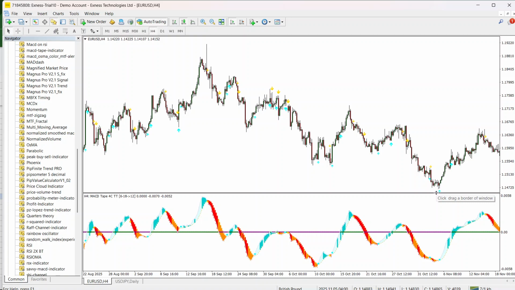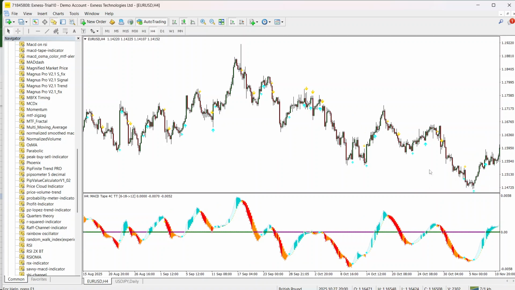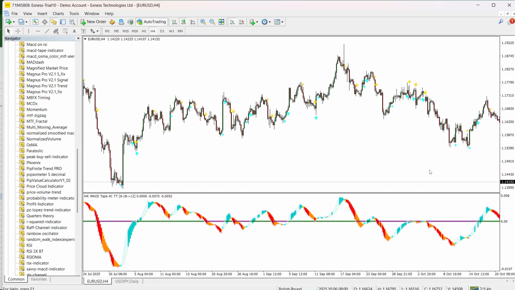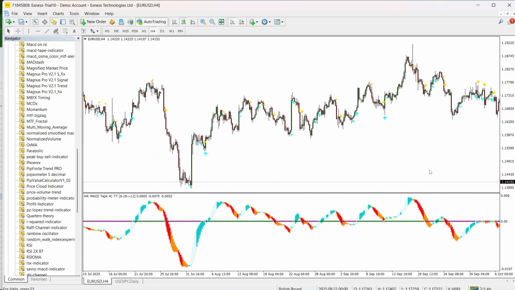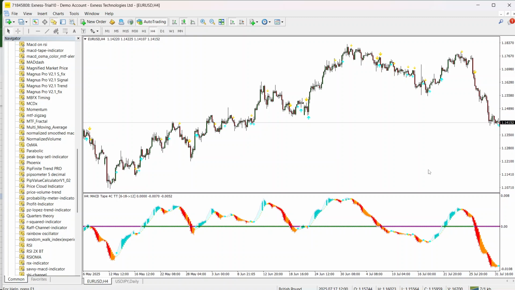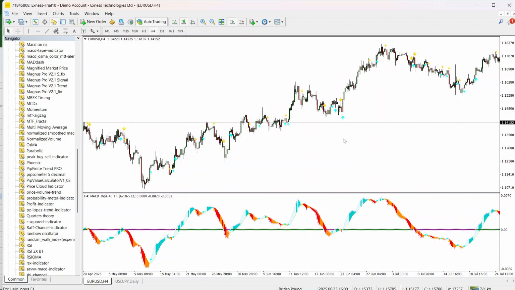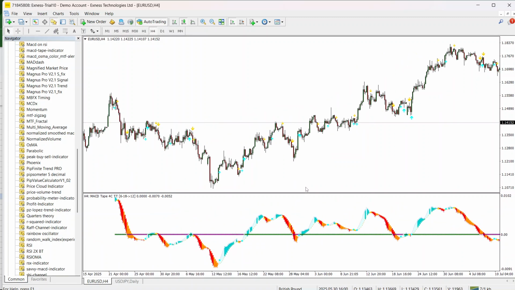It's a visual and analytical tool, as we can see, because of its use of the MACD. However, it carries the same underlying limitations, including lagging and false signals in choppy markets. We should always confirm with additional analysis tools and not just leave it up to the MACD tape indicator.